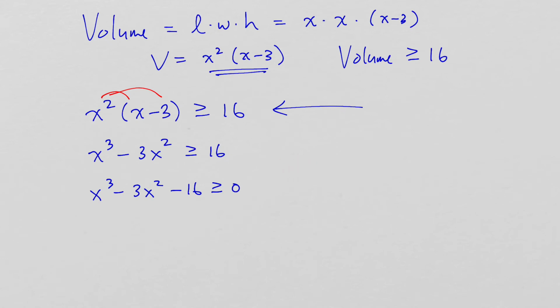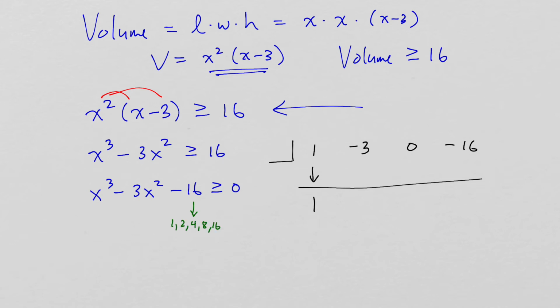So I will set up a synthetic division problem over here. So we have 1x cubed, negative 3x squared, 0x, and negative 16. And then I need to try to think about what numbers can I put in here. Well, I have to use factors of 16. What are the factors of 16? Well, 1, 2, 4, 8, and 16. So as I always do, I'll start by trying to guess the number 1, and let's go through the synthetic division process. 1 times 1 is 1. 1 times negative 2 is negative 2.